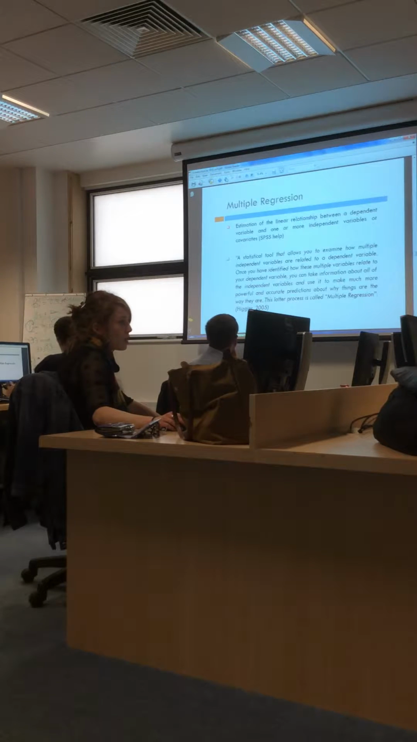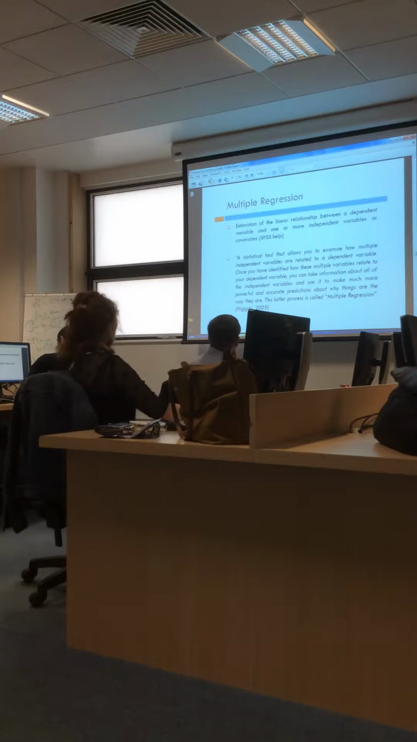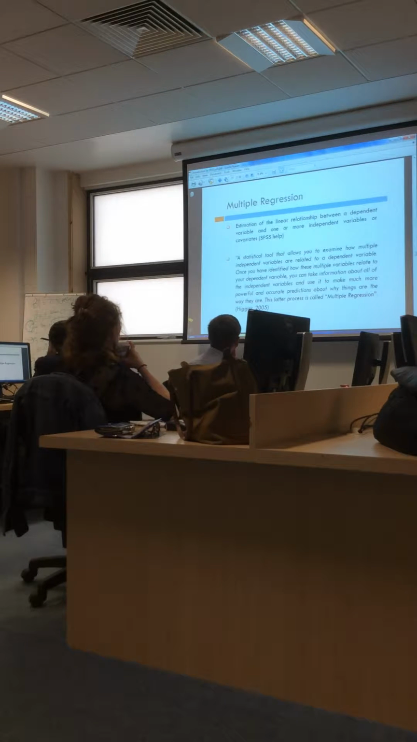Now, multiple regression. Again, multiple regression is the estimation of the linear relationship between the dependent variable and independent variables. As I said, the dependent variable is the one which gets influenced by other variables, and the independent one is the one which influences. It does not get influenced.